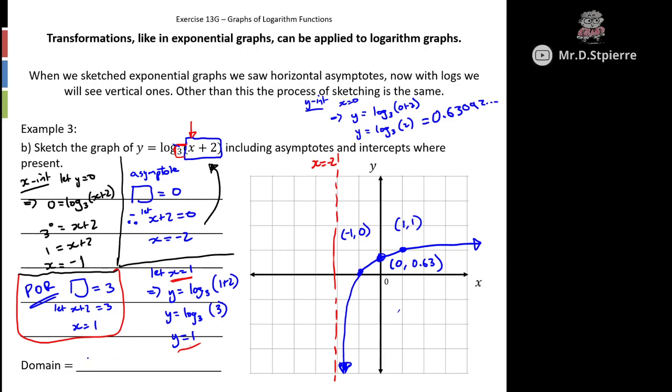Same thing with our domain: x is greater than -2, or -2 up to positive infinity.